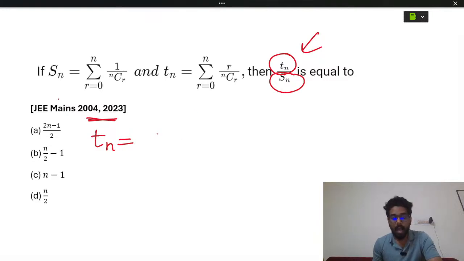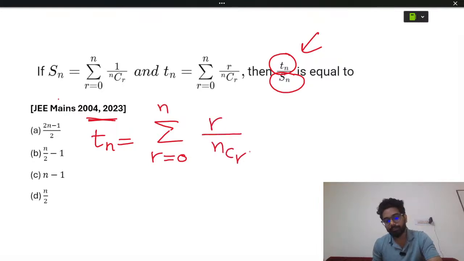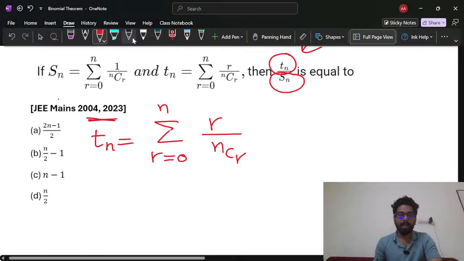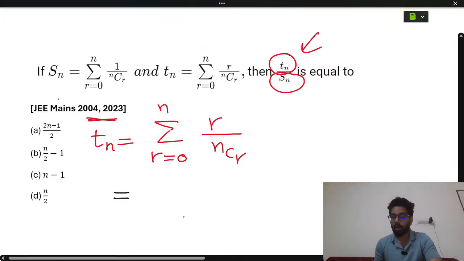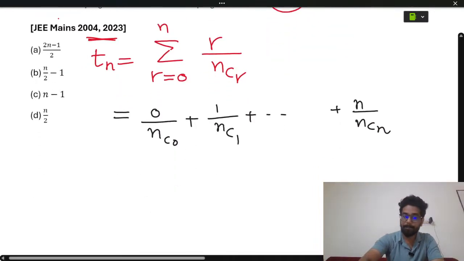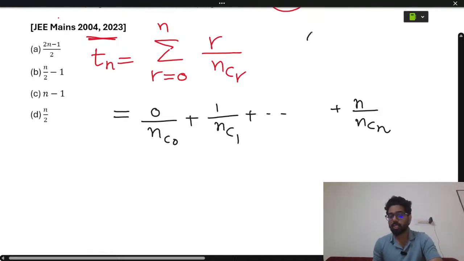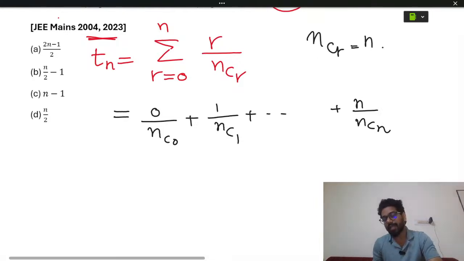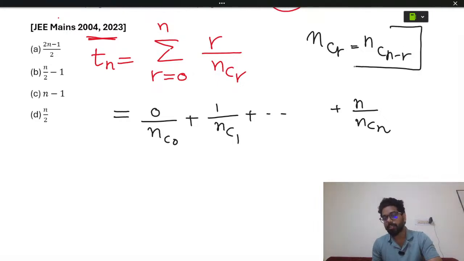Tn is sigma r equal to 0 to n of r upon nCr. Now I will expand this: 0 by nC0, 1 by nC1, 2 by nC2, till n by nCn. Now, can I change it? Because nCr is equal to nC(n minus r). That's the trick of this question.